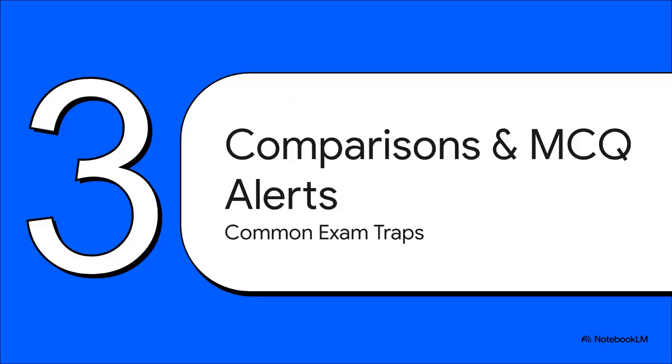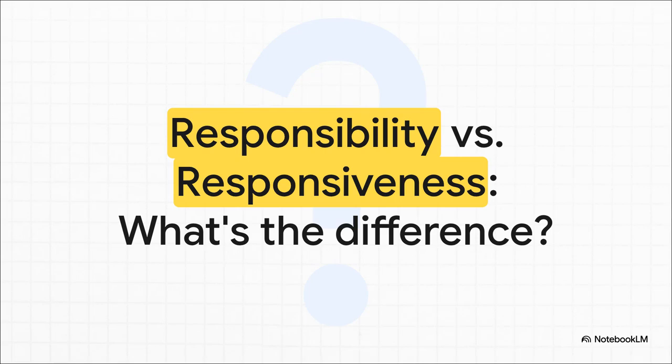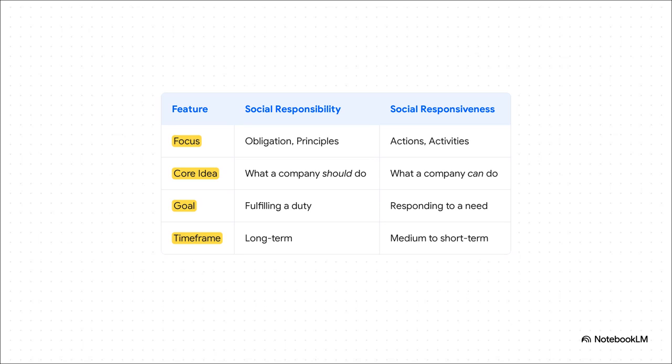Okay, let's move on. This next section is incredibly important for your exam, especially for multiple choice questions. We're going to highlight some common areas of confusion that you might see. Here's a perfect example. Exam questions love to test the difference between social responsibility and social responsiveness because they sound so similar. Let's make it really clear. Social responsibility is about the long-term ethical obligation, what a company should do. Social responsiveness is more about the short-term practical action, what a company can do right now in response to a need. Just remember, obligation versus action.